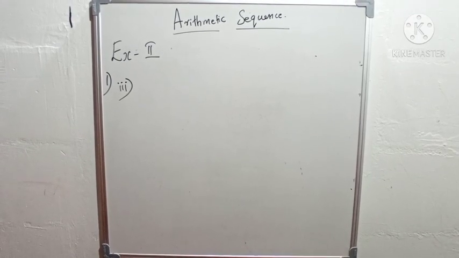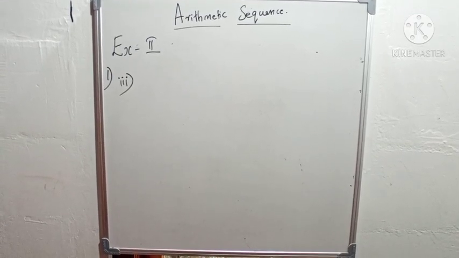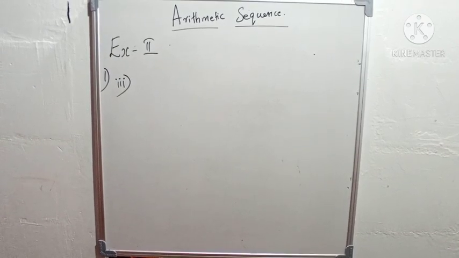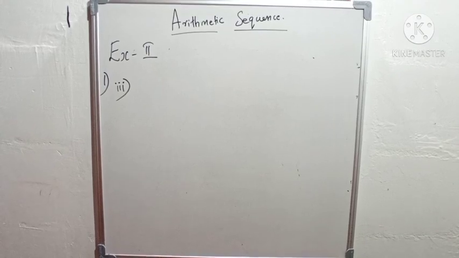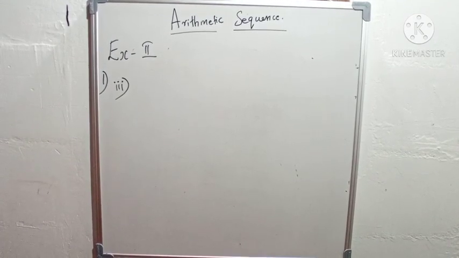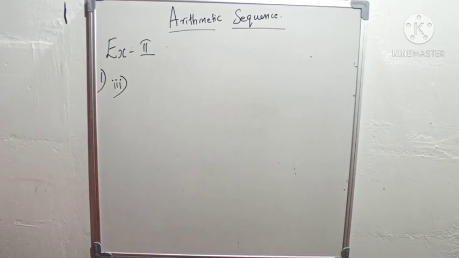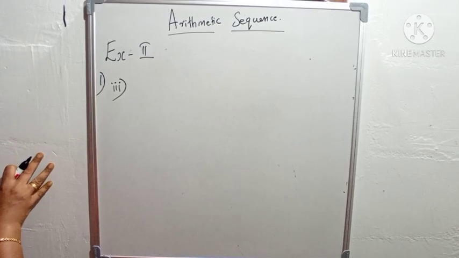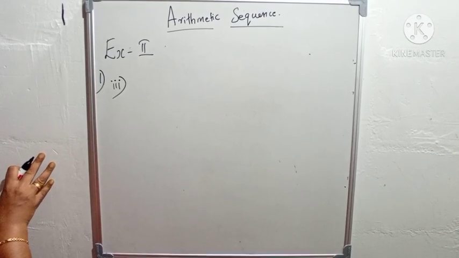Question: write the algebraic expression of the sequence of natural numbers ending in 1. A sequence of natural numbers ending in 1. First, we are going to write the sequence of natural numbers that are ending in 1.